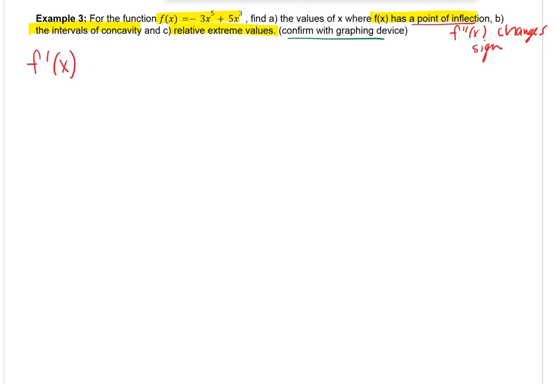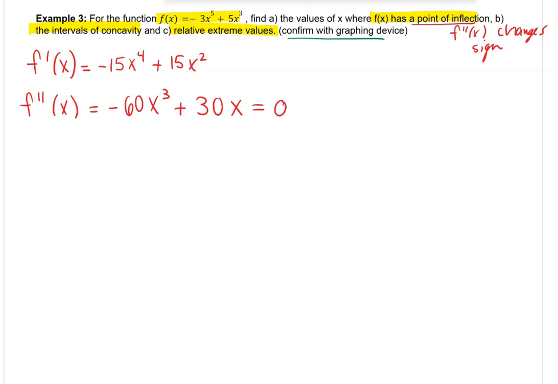So of course, to find the second derivative, we have to first find the first derivative. So the first derivative would be negative 15x to the fourth plus 15x squared. We'll come back to that later. The second derivative would be negative 60x cubed plus 30x. So this is the one that we need to find the zeros of. I don't need to worry about it being undefined because it's a polynomial, so it's defined for all real numbers. So I'm going to factor out a negative 30x, and I'm left with x squared minus 1 equals 0.